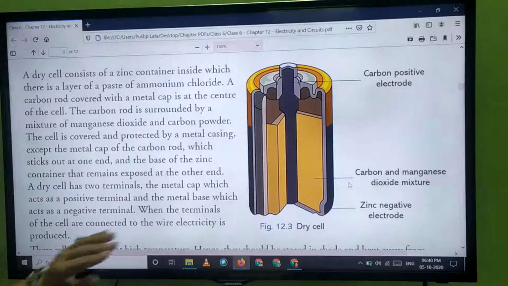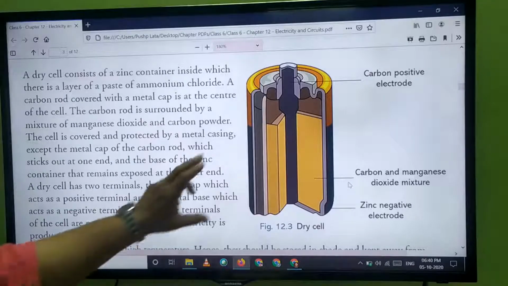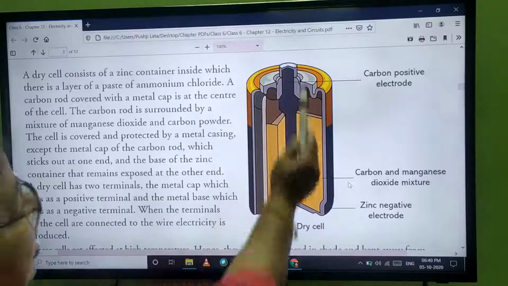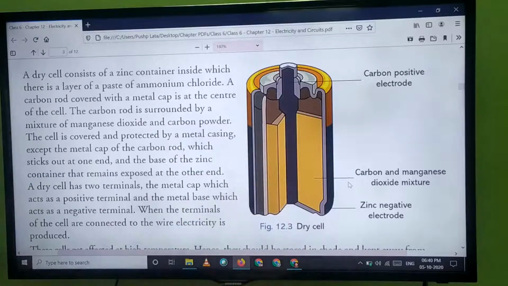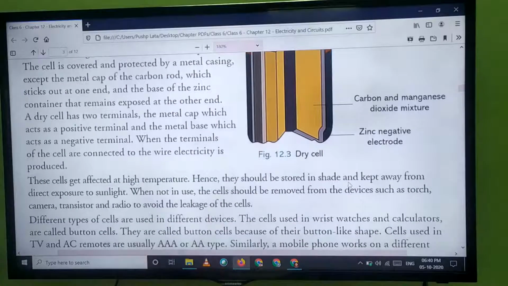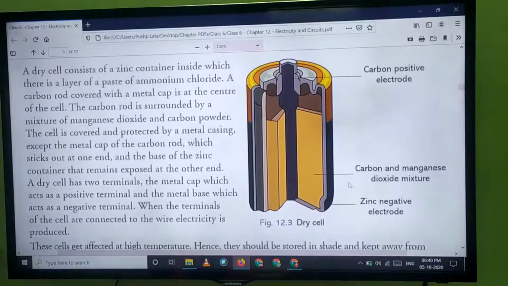So when the terminals of the cell are connected, meaning this part and this part are connected with a wire, then the circuit is complete and electricity is produced. So this is how the cell works.